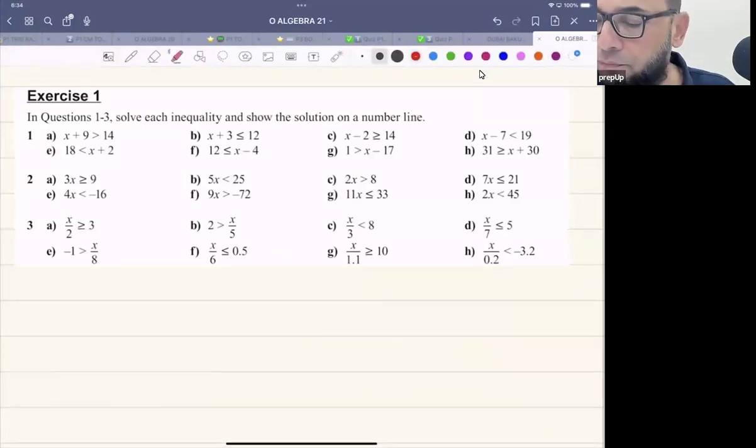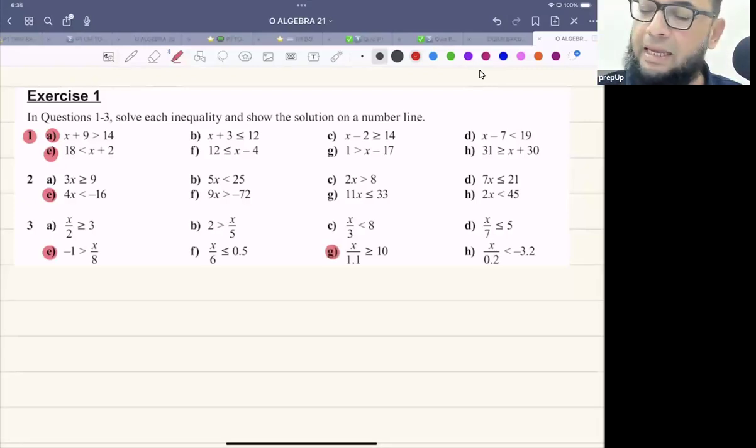Now, these are some questions that we need to try out. Let me mark it for you. And let's try this out. Question number 1A, 1E. This E over here and this over here and this over here. Try this out and I'll pause the recording.